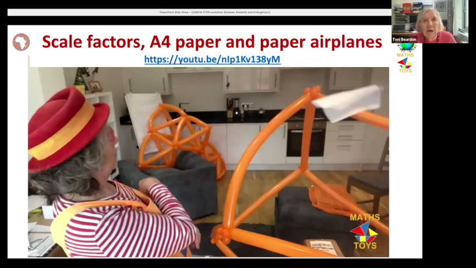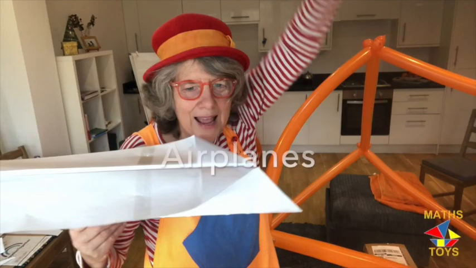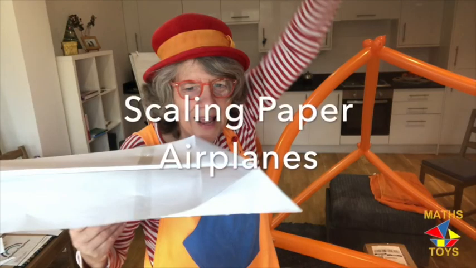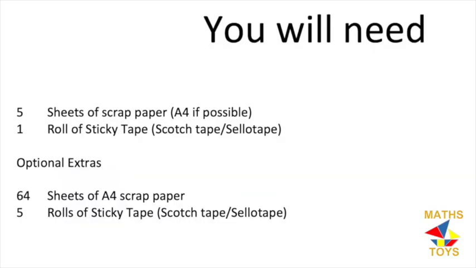Now we want you to think about what we have in large part of the world as our standard paper sizes for printing paper, A4, and then the larger pieces of paper where you see posters are in the same proportions. And there's a video here which we're going to show you. This video is about scaling paper airplanes. You will need 5 sheets of scrap paper, A4 if possible, and a roll of sticky tape, or scotch tape, or sellotape, depending where you are in the world.